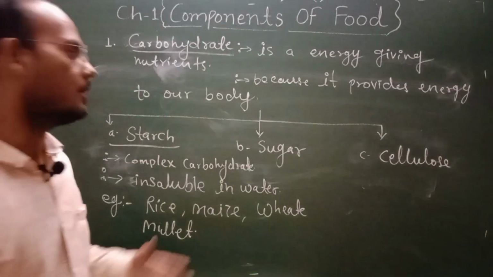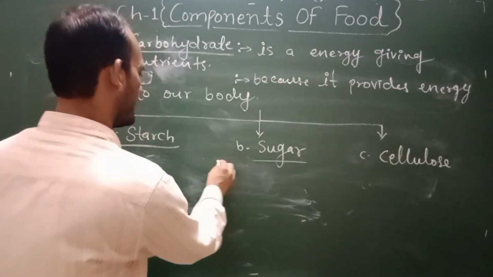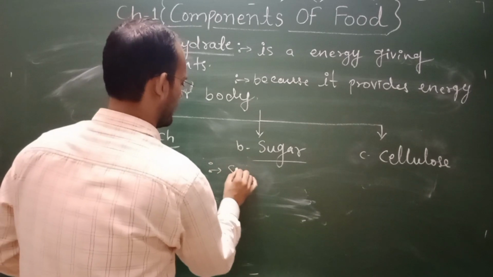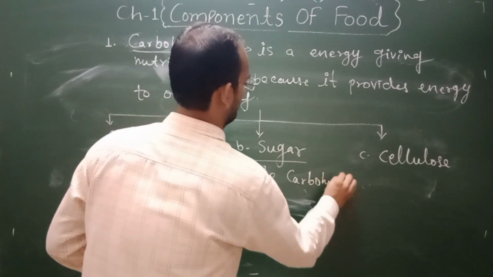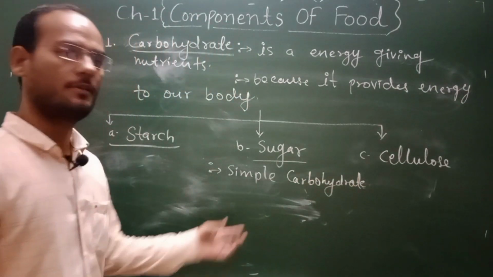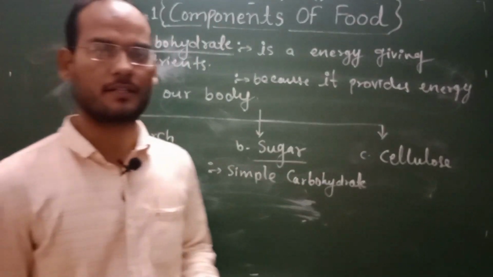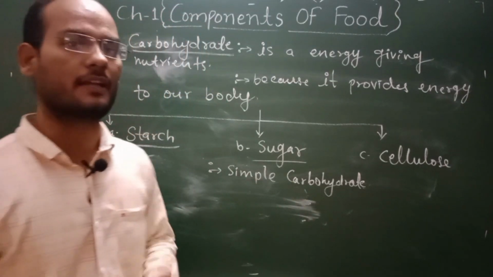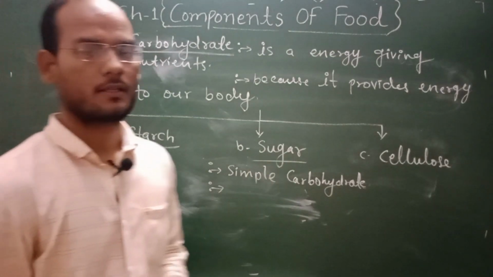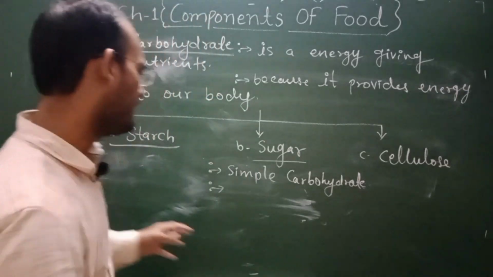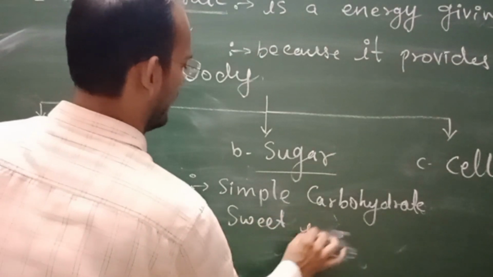Next we will talk about sugar. Sugar is a simpler form of carbohydrate. So we can say it is a simple carbohydrate. It means we can directly use this type of carbohydrate to get energy. So it gives instant energy. Next thing about sugar: it is sweet in taste.